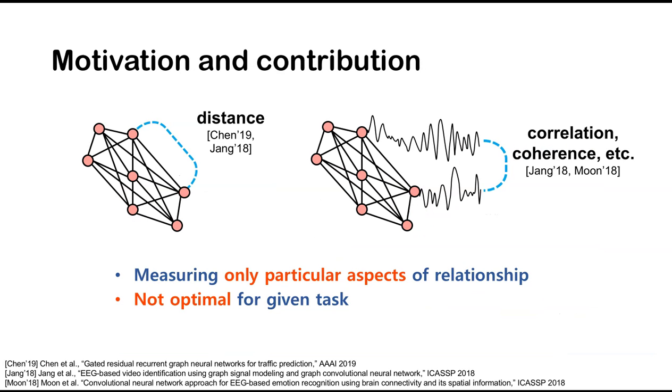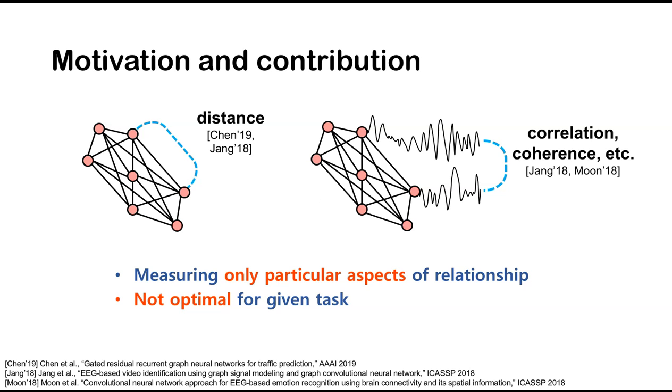Previous approaches exploiting the relationship usually rely on manually defined quantitative measures of the relationship. For example, the distance between sensors, and measures like correlation or coherence between signals have been used. However, these measures capture only particular predefined aspects of the relationship, and in addition, they are not optimized for the given task.